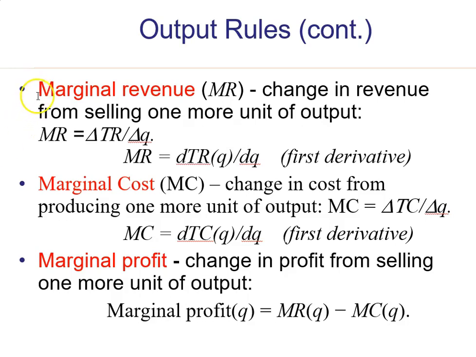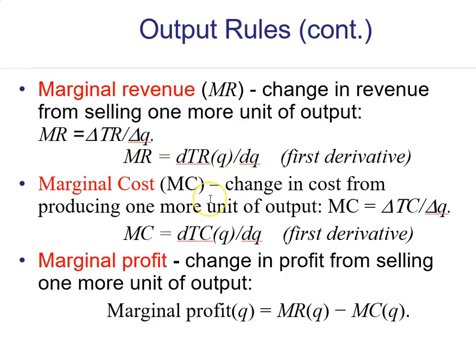It provides a formal definition of what marginal revenue is. In words, it's simply the additional revenue that you get when you sell one more unit of output, or the change in revenue when you have a change in output. Marginal revenue more formally is the first derivative of the total revenue function when it's differentiated with respect to Q.